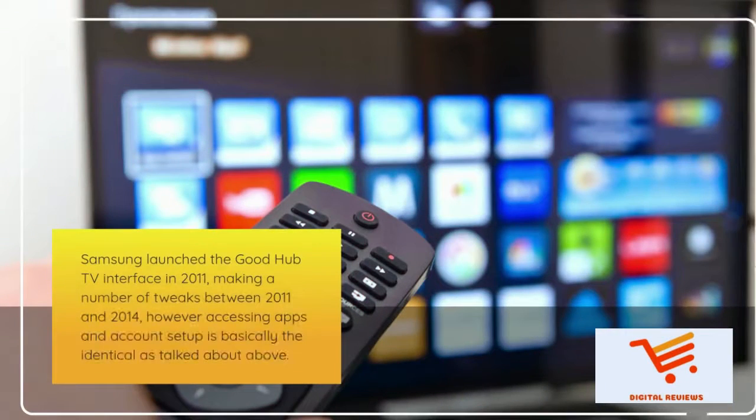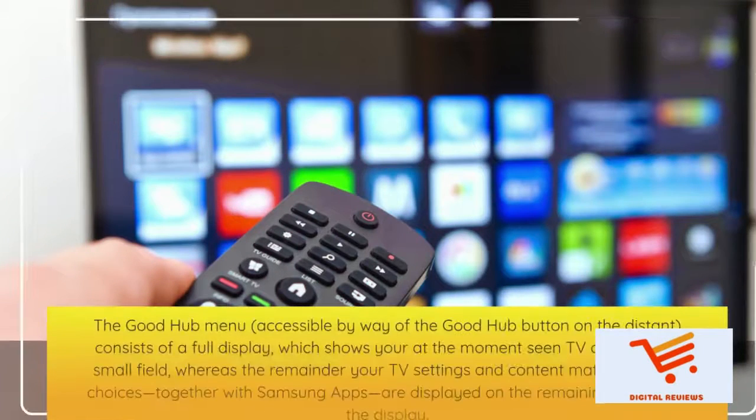Samsung launched the Smart Hub TV interface in 2011, making a number of tweaks between 2011 and 2014. However, accessing apps and account setup is basically the same as mentioned above. The Smart Hub menu, accessible via the Smart Hub button on the remote, consists of a full screen, which shows your currently viewed TV channel in a small box, while the rest of your TV settings and content options, including Samsung apps, are displayed on the remaining portion of the screen.